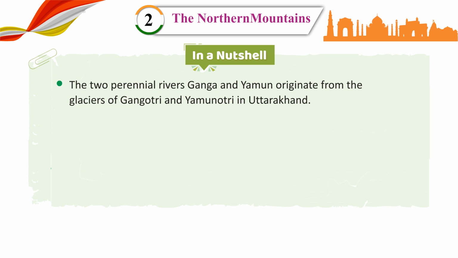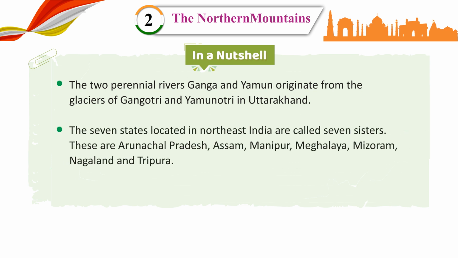The two perennial rivers Ganga and Yamuna originate from the glaciers of Gangotri and Yamunotri in Uttarakhand. The 7 states located in northeast India are called 7 sisters. These are Arunachal Pradesh, Assam, Manipur, Meghalaya, Mizoram, Nagaland and Tripura.